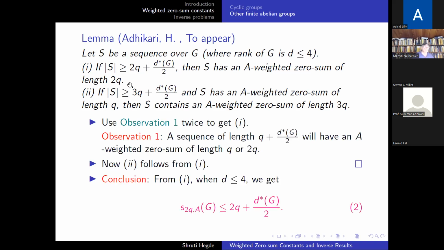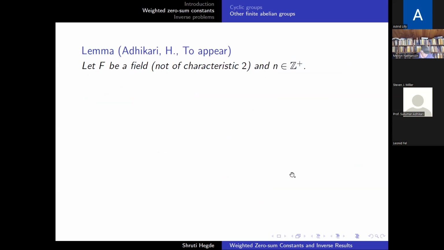So this part 1 of the lemma, we can write in terms of notation like this. When the rank is less than or equal to 4, S_2qA(G) is less than or equal to 2q plus D*(G)/2. We will call this inequality 2. We will need this inequality later.